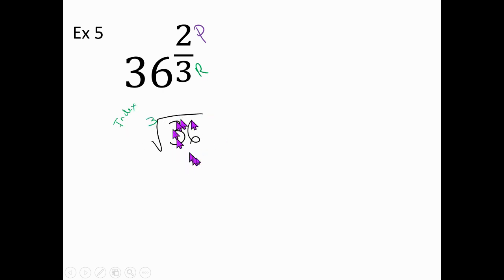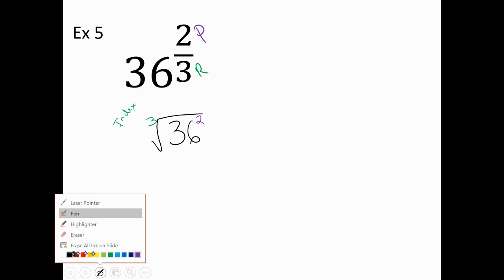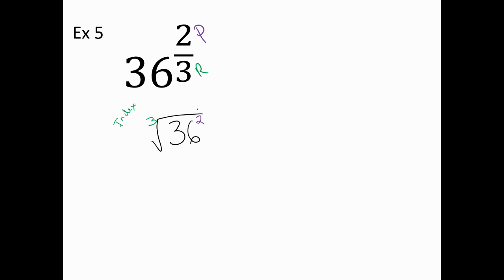And so since I do not know what the cube root of 36 is, just off the top of my head, I'm going to put the power next to it, instead of on the outside, where you would normally take the cube root and then square it. I don't know the cube root, so I'm going to have to square it first. All right, so since this is 36 squared, we're going to break it into 36 times 36. Because it's squared, we have 2 of them.